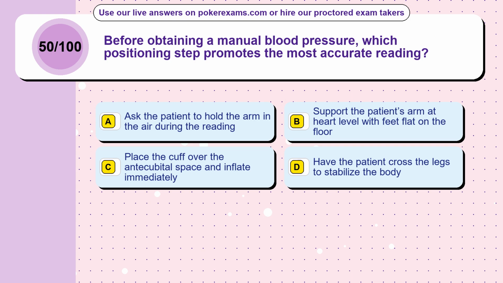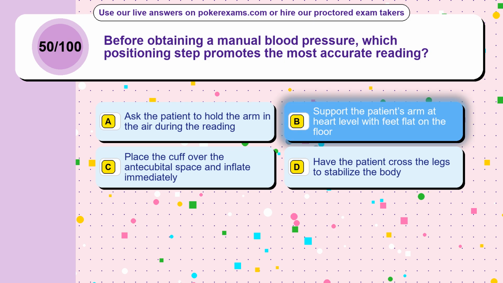Question 50. Before obtaining a manual blood pressure, which positioning step promotes the most accurate reading? Option A. Ask the patient to hold the arm in the air during the reading. Option B. Support the patient's arm at heart level with feet flat on the floor. Option C. Place the cuff over the antecubital space and inflate immediately. Option D. Have the patient cross the legs to stabilize the body.